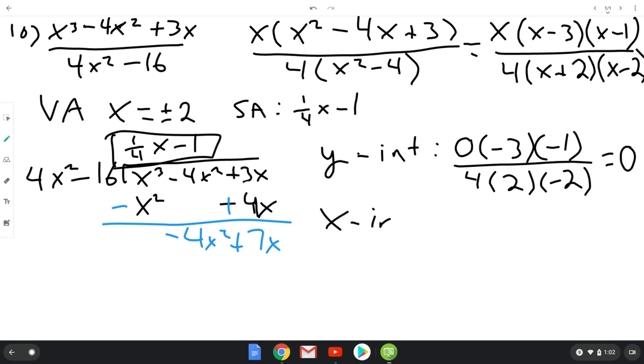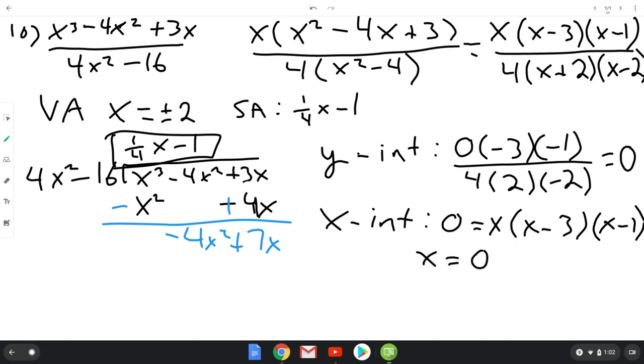For our x-intercept, we're going to set the numerator equal to 0. Right? So 0 equals x minus 3, x minus 1, which means that our x-intercepts are going to be at 0, 3, and 1. I don't know why I did that. So those are our main pieces. All we have left to find would be our table. So I'm going to stop this part here, and then in the next part, I will do the actual graphing.